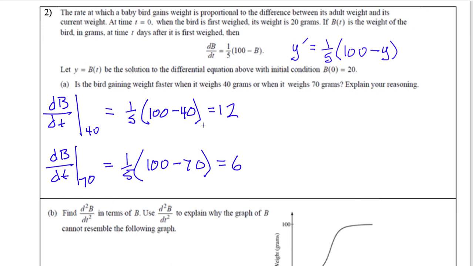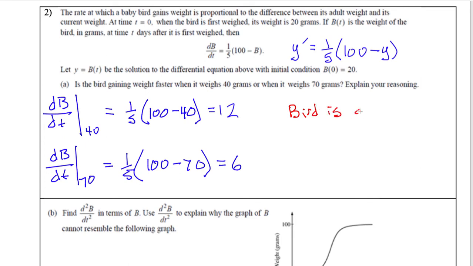Now that we know the rate when the bird weighs 40 and the rate when the bird weighs 70, we know the rate is higher at 40, which is what it's asking for, because 12 is bigger than 6. That's the argument you're making. You're saying, hey, 12 is bigger than 6. Done. So we'll come over here, and this is how you write it.